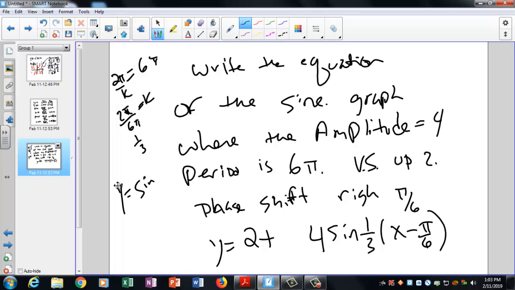Would it matter if you put the 1/3 inside the parentheses, like a second set? It would. If you put it like this, it's fine. If you just put 1/3 x minus pi over 6, that's wrong, because the 1/3 has to affect the pi. The 1/3 would have to factor out, and then you end up getting pi over 2. Does that make sense?